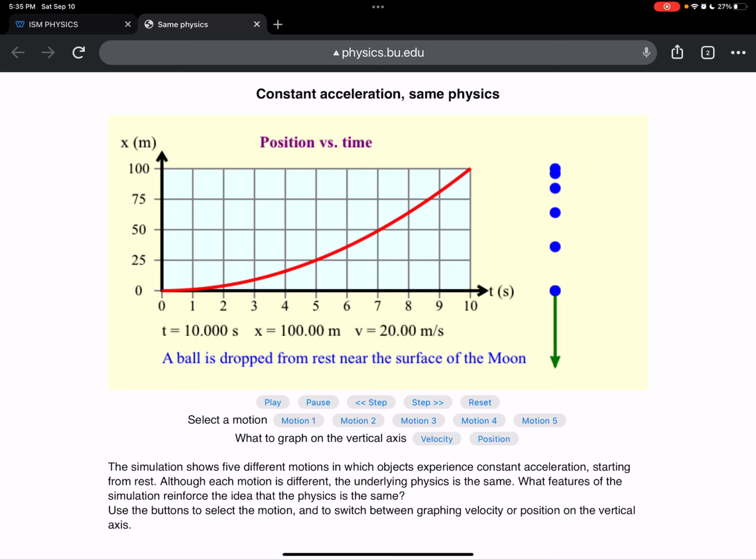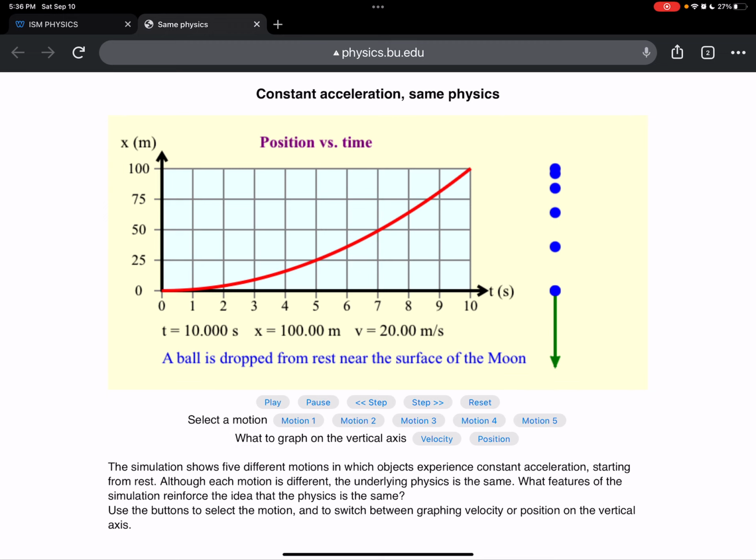Okay, notice Galileo's law of falling bodies works everywhere. It's kind of sort of universal, all right? Check it out. The numbers here are different, but the ratios are not different. They're the same. So you can see here that in, for example, 5 seconds, it's fallen 25 meters.